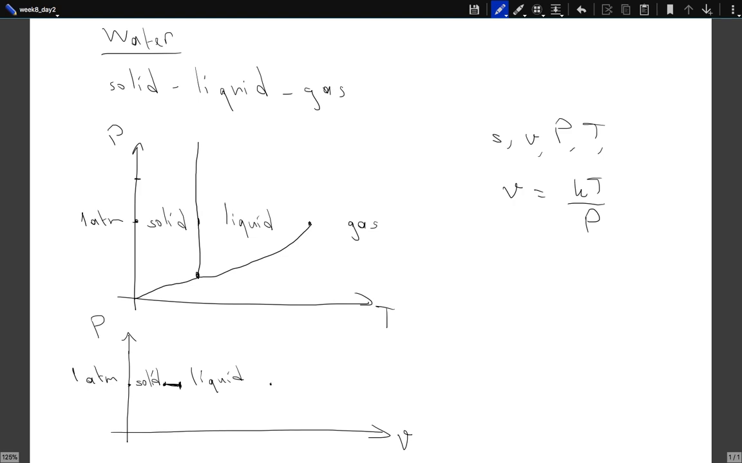Then again, after some volume, if you increase the volume per particle even further, well, the liquid starts evaporating. And when it starts evaporating, for a time, there is a joint, liquid and gas coexist until you reach some larger volume. At this point, all the liquid has evaporated, so you have a gas phase. So when the volume per particle increases even further, you have a gas phase.